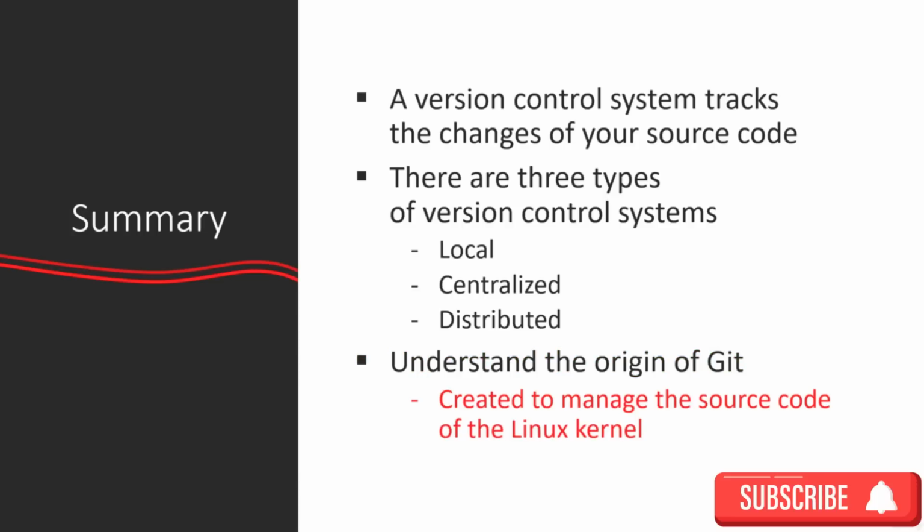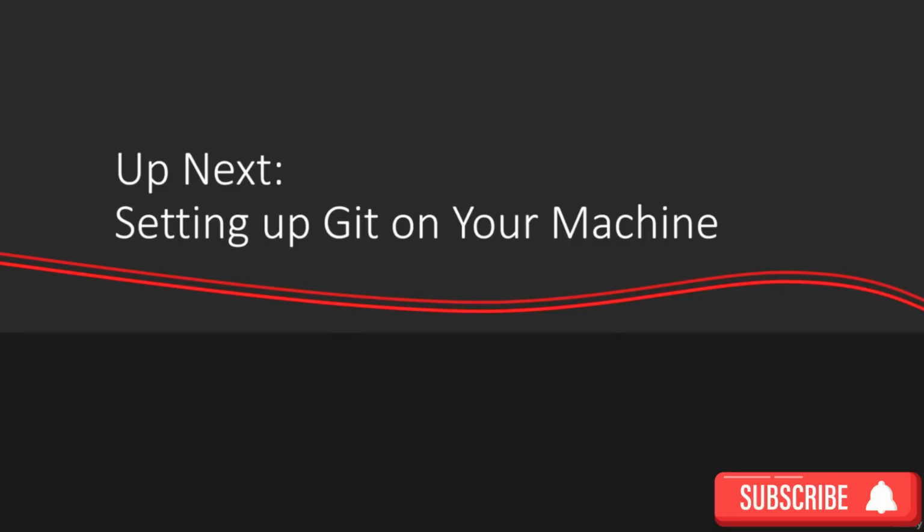Git was created in the year 2005 to manage the source code of the Linux kernel. Now you have a foundational knowledge of distributed version control systems and of Git. In the next lesson, you will learn how to set up Git on your machine.